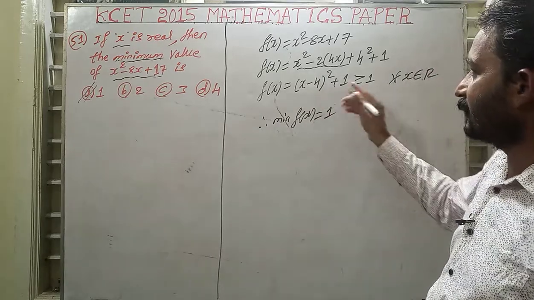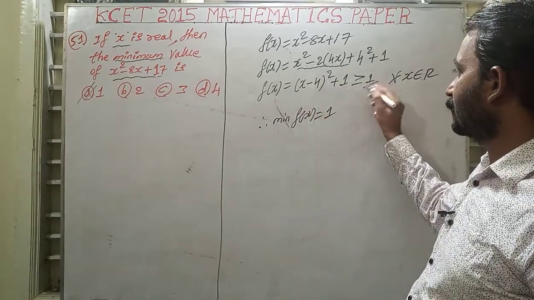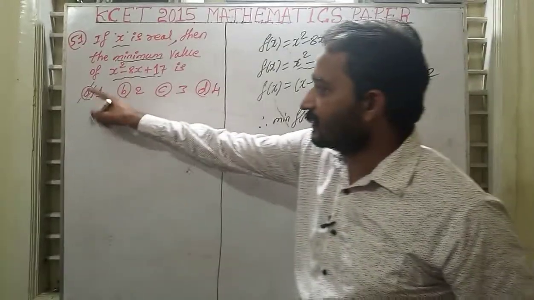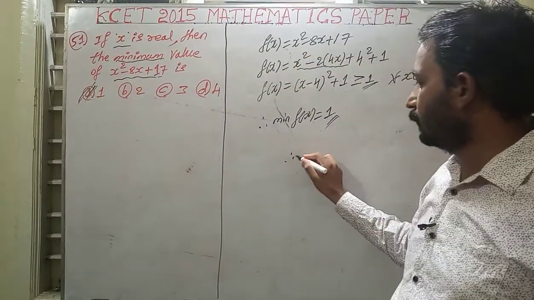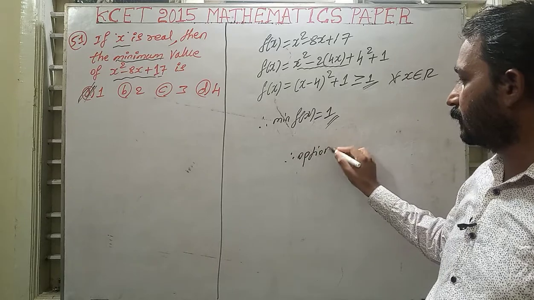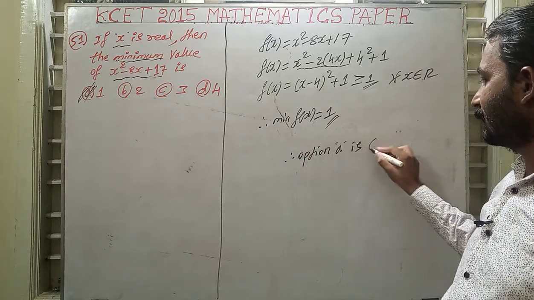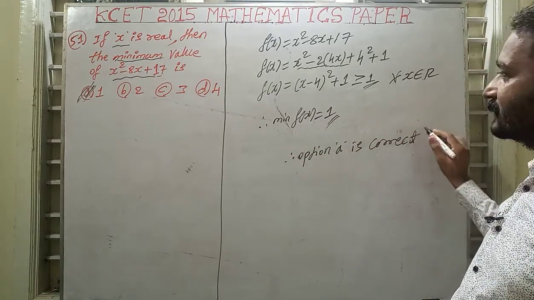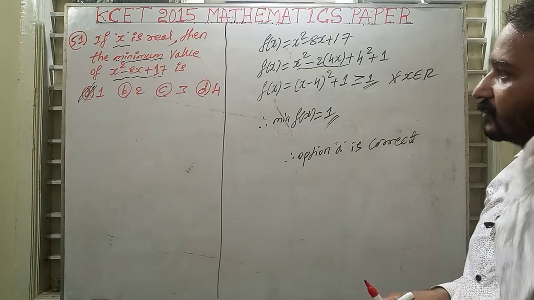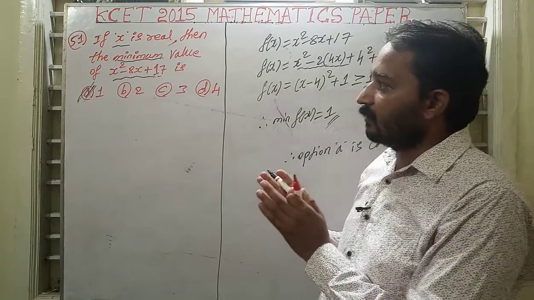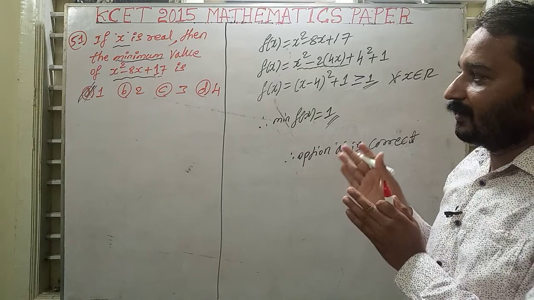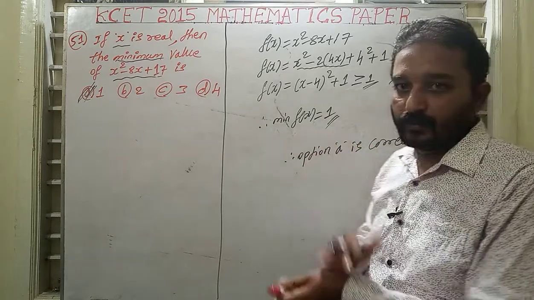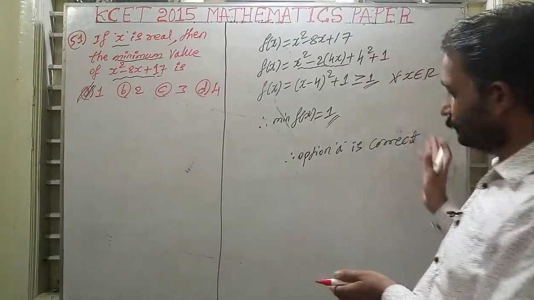So it takes values greater than or equal to 1. So the minimum value is 1. Option A is the correct answer. This is an easy question. All the students solve this question easily. We have already solved this question in the NCERT text. Okay, so take down.